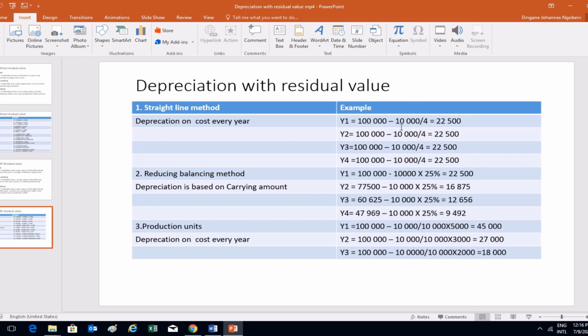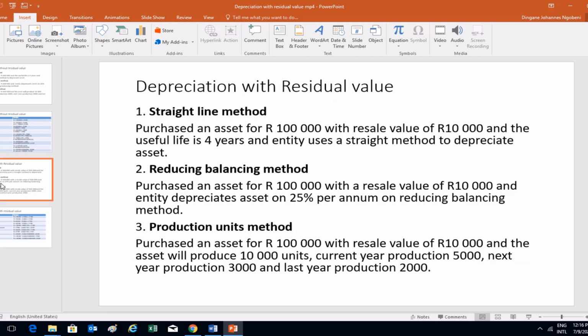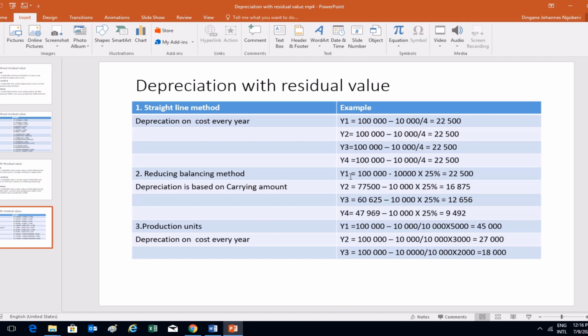Therefore, 100,000 minus 10,000 divided by 4, it will give us this. Why? We just say 90,000 divided by 4 is 22,500. The same logic will prevail to year 2, year 3, year 4. Straightforward. Let's go to number 2, reducing balance method. Again, the first thing of the order of the day is to determine the depreciable amount. We know cost, we are not going to depreciate the whole cost, but we need to remove the 10,000.